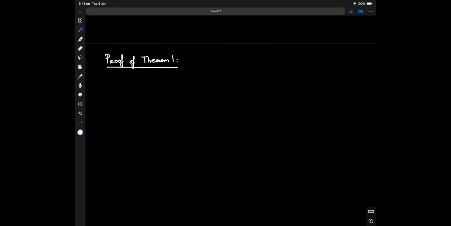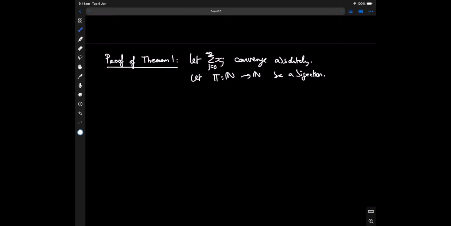Let us start with the proof of the first theorem, the one about absolutely converging series. So I have an absolutely converging series. And then I want to consider an arbitrary permutation of its elements. So I give myself a bijection pi of the natural numbers. And I want to show that the series of x pi j also converges absolutely, and that it converges to the same thing as the sum of the xj.